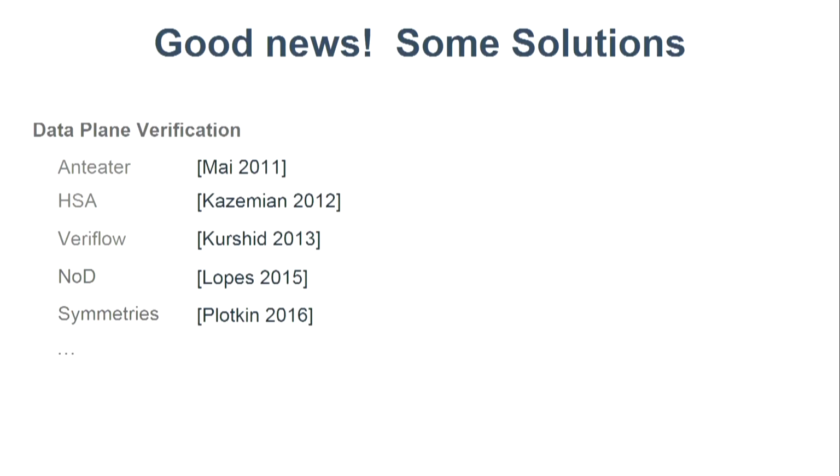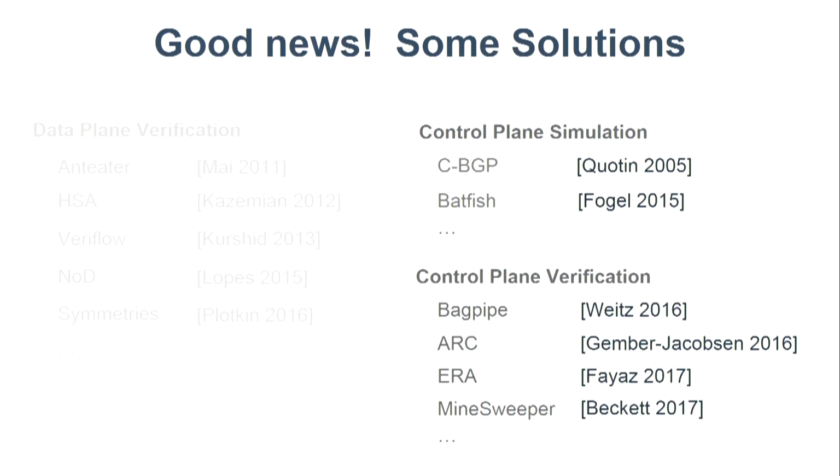The first wave of network verification tools focused on data plane verification. That's not the topic of this talk, though. I'm going to be talking about tools that will help accelerate the performance of control plane verification tools. And this includes both simulation tools like Batfish, as well as various control plane verification tools like Bagpipe, Arc, Era, or Minesweeper.